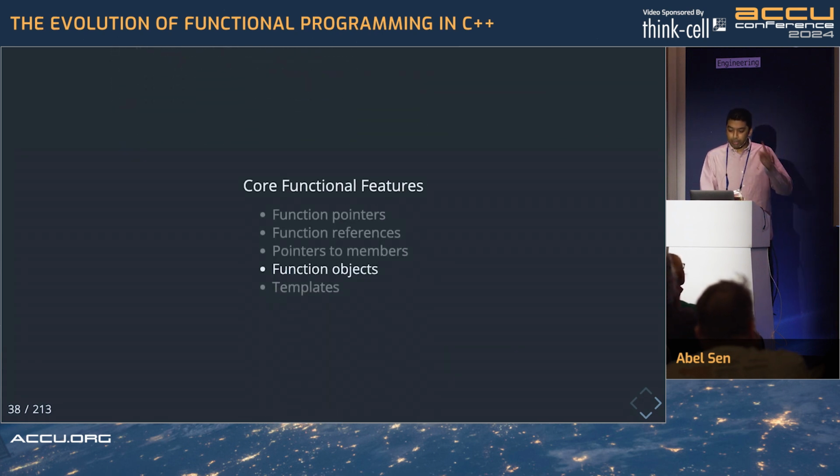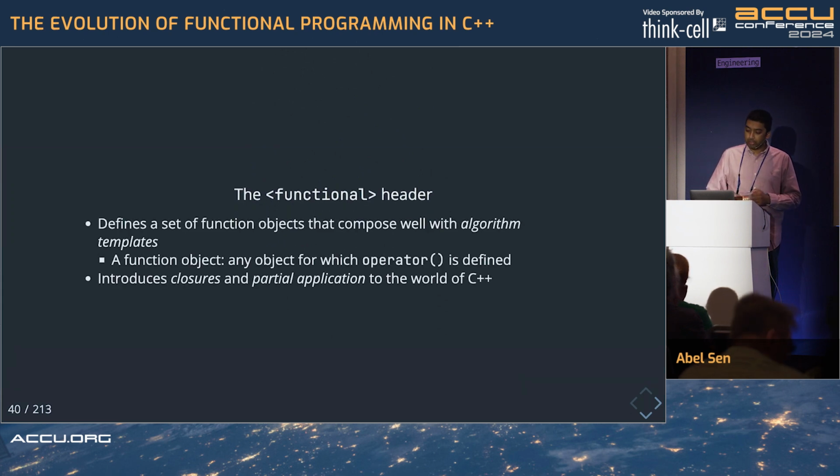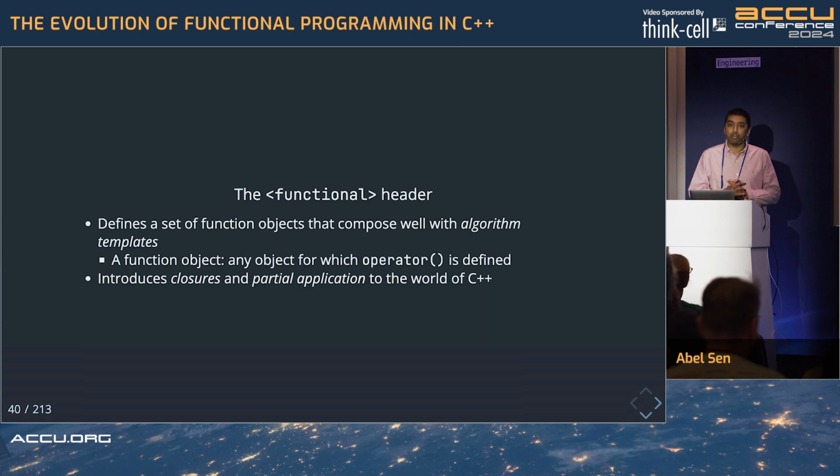So I'm going to skip ahead a bit and move to function objects. And to motivate function objects, we're going to talk about the functional header. The functional header is a part of the C++ standard library that defines a set of what I'll call algorithm templates that compose well, or rather a set of function objects that compose well with what I'll call algorithm templates. So a function object is really nothing more than a class or a struct that implements a call or parentheses operator. And the benefit of something like function objects in the world of C++ is that they introduce closures and partial application to the world of C++.